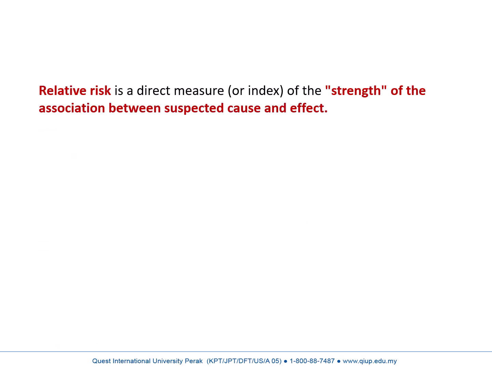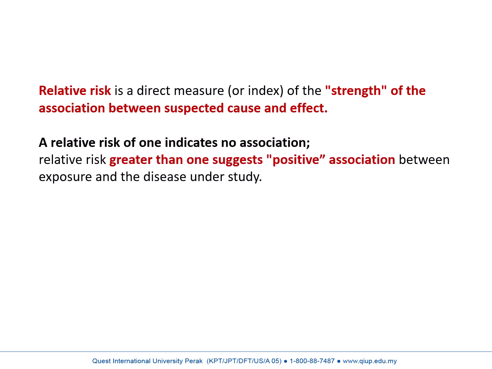Relative risk is a direct measure of the strength of association between suspected cause and effect. Here the suspected cause is cigarette smoking. The effect is lung cancer. A relative risk of 1 indicates no association. What does it mean? Relative risk of 1 means that the risk of development of lung cancer among smokers is equal to the risk of development of lung cancer among non-smokers.